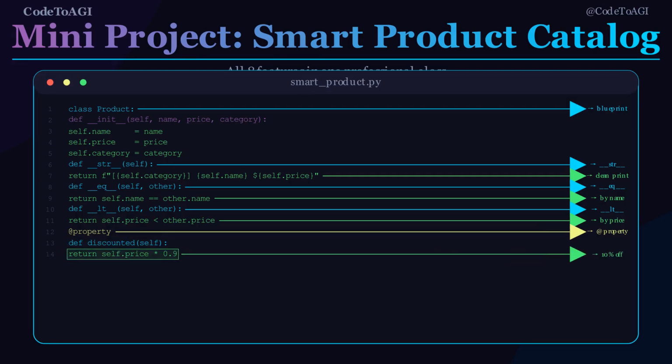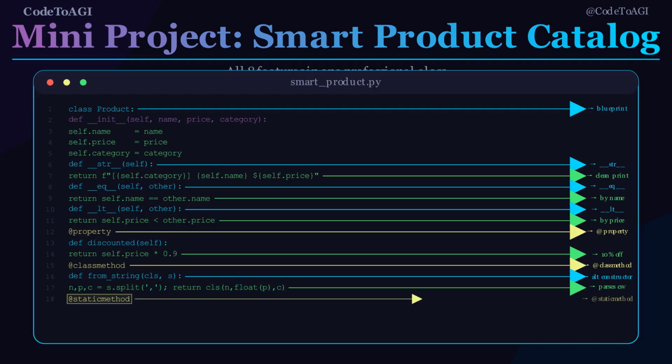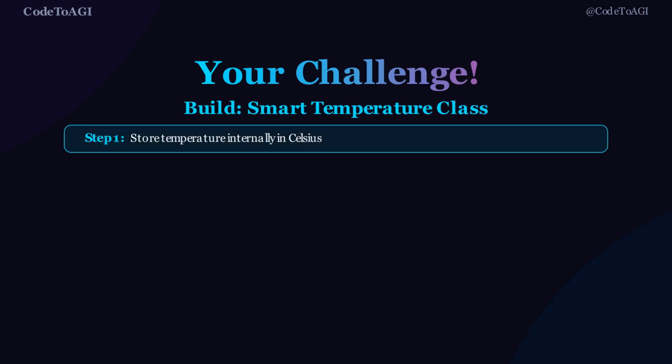We create 3 products: laptop, phone, tablet. We sort them with Python's built-in sorted. It just works. We access discounted_price as an attribute. No function call needed. Everything feels native. Everything is clean.